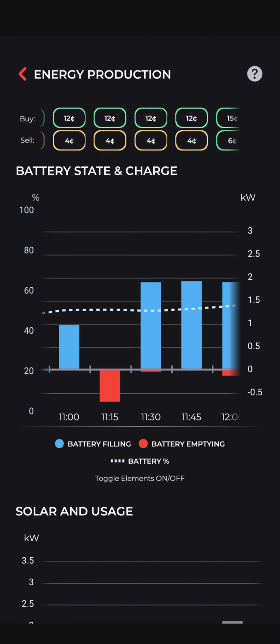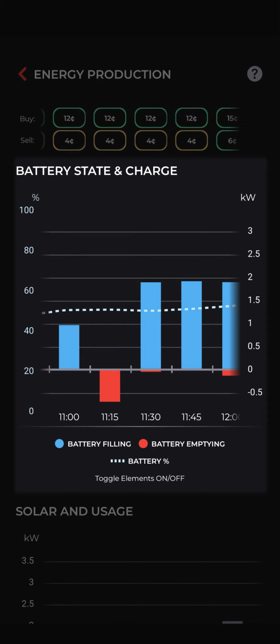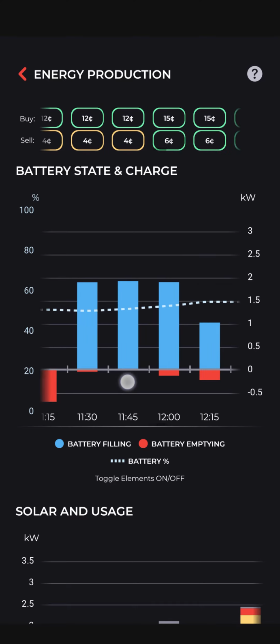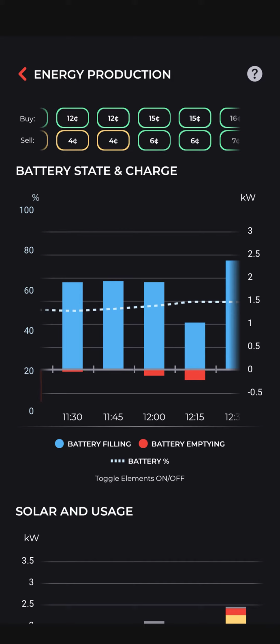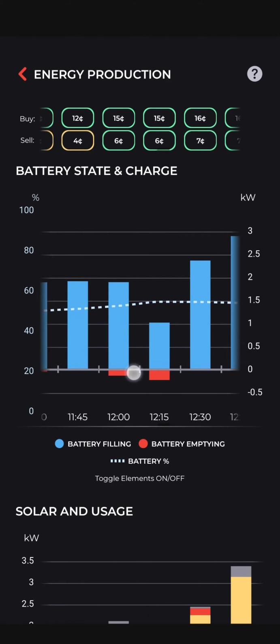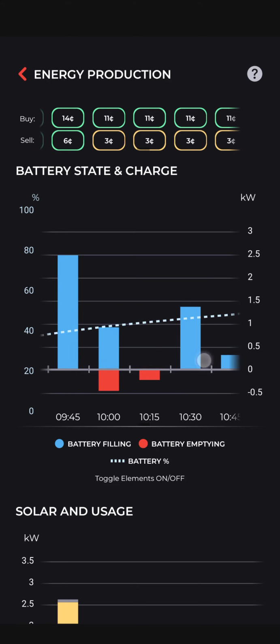This one is especially useful for wholesale customers. The first graph is battery state and charge, which represents the various states of your battery throughout the day. Viewing previous days can uncover patterns in electricity usage and help define what times are critical to be electricity conscious. The bars indicate when electricity was entering or leaving your battery, while the dotted line displays the battery percentage.